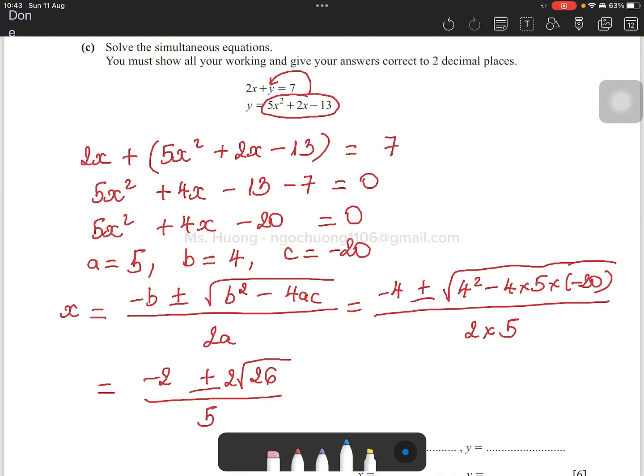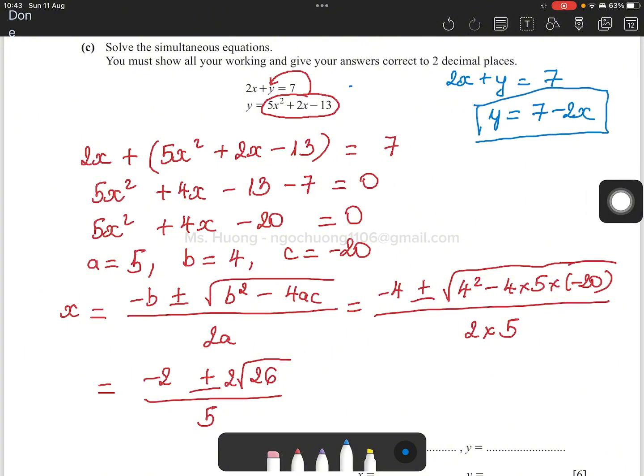And after you have the value of x, you will look at this again. 2x plus y is equal to 7. Then y is equal to 7 minus 2x. We subtract 2x from both sides. So we'll substitute x back into this to find the value of y.